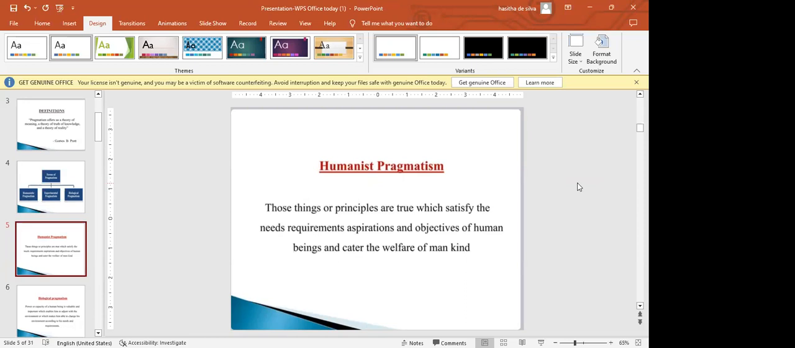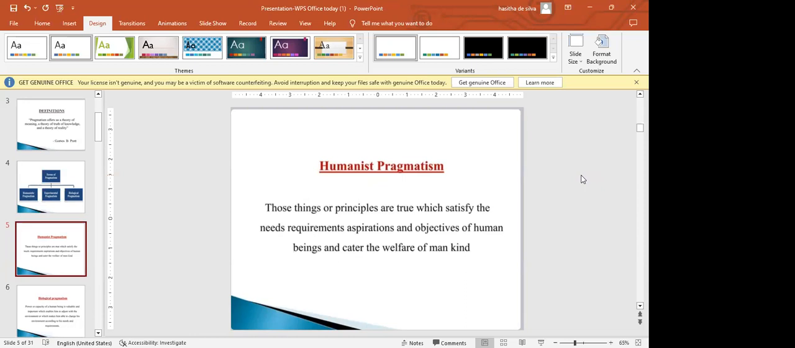Pragmatism, as described earlier, emphasizes the practical consequences and outcomes of beliefs and actions. It rejects fixed and rigid theories, prioritizing the effectiveness and usefulness of ideas in addressing real world problems. They value experimentation, observation, and adaptation in the pursuit of knowledge and improvement of the human condition.